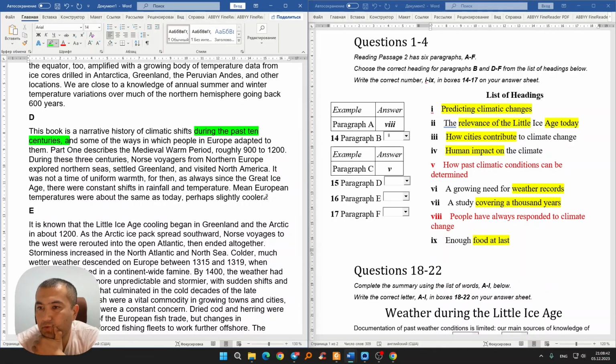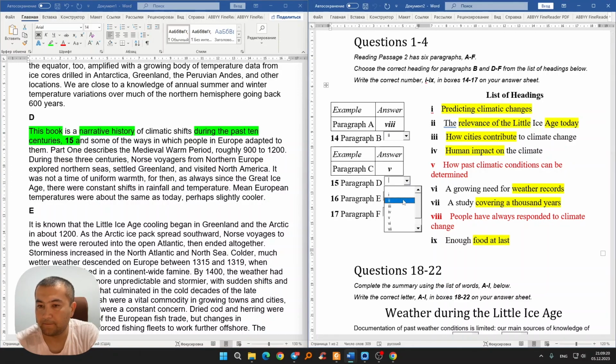So this is definitely talking about covering 1,000 years, because this book can be a direct synonym to the word study, and narrative history means covering 1,000 years, 10 centuries. So let's write 15 here. The number 15, sorry, my bad, 15, and it will be 70.